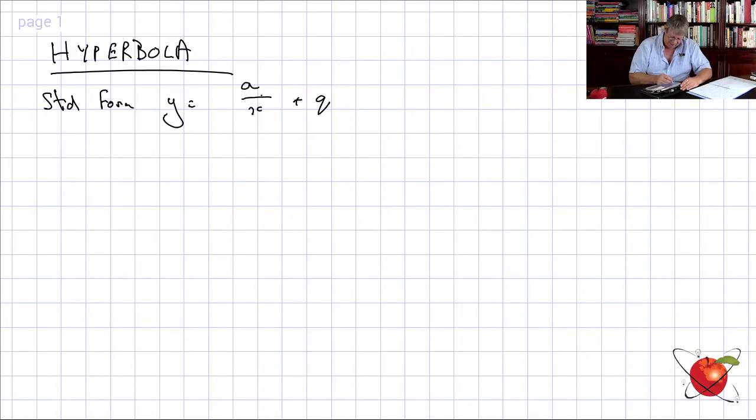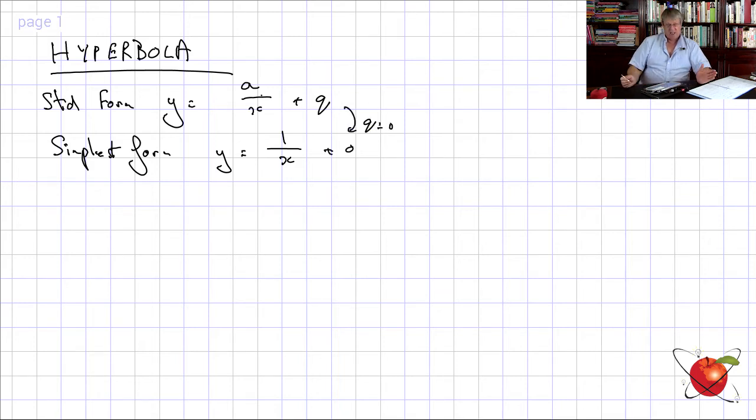Right, now, let's let q equal 0 initially, but no prizes for guessing what q is going to do. Q is going to lift it up or drop it down. It's exactly the same as all the others. All it is, is the vertical shift up or down, all right? And it introduces the concept of an asymptote in this one. So initially, let's just look at the simplest form of the graph: y is equal to 1 over x plus 0, so q equals 0 for the time being.